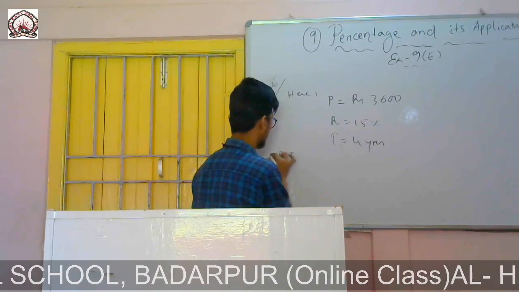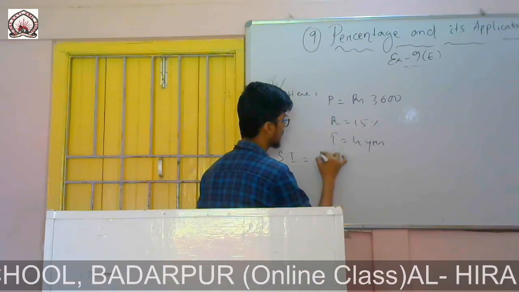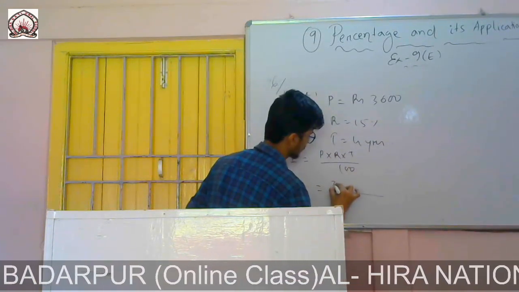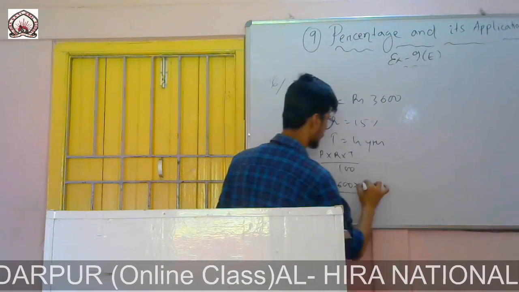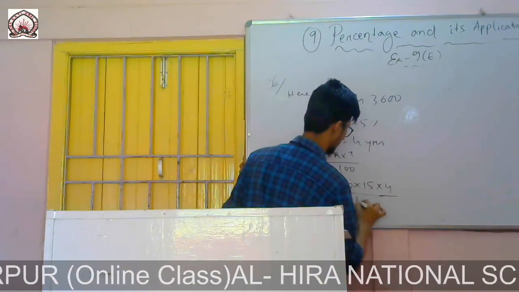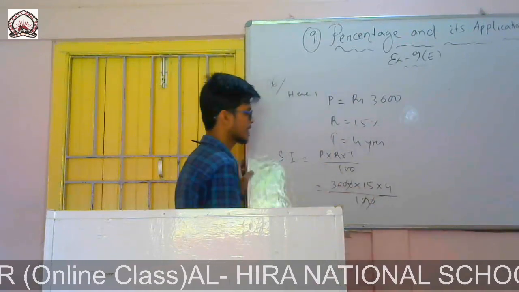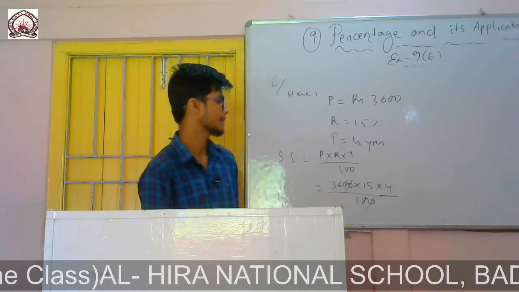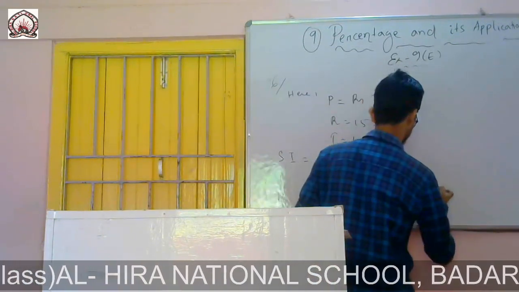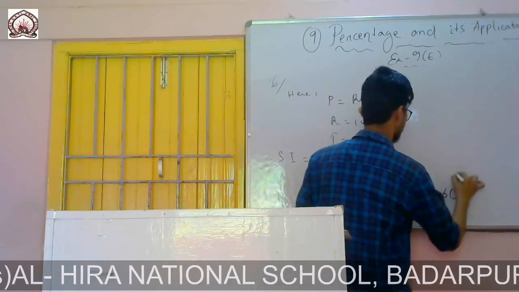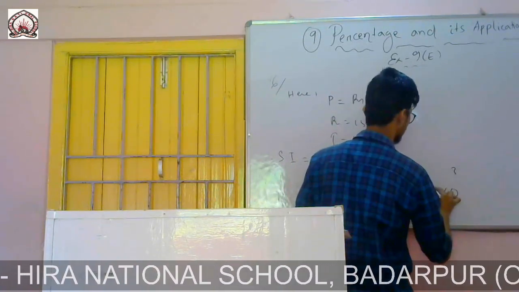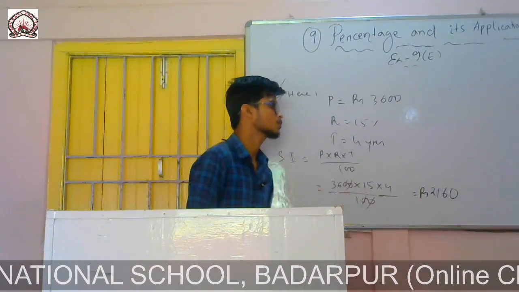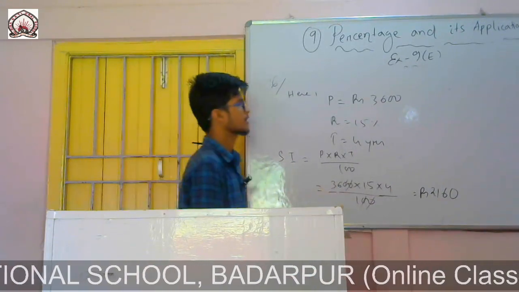Simple interest, SI equals PRT by 100, P into R into T by 100. So P is 3600 into rate 15%, time 4 years, divided by 100. The zeros cancel, leaving 36 into 15 into 4. 15 fours are 60, and 6 6s are 36, 6 3s are 18, 19, 20, 21. So it will be 2160. So SI will be rupees 2,160.